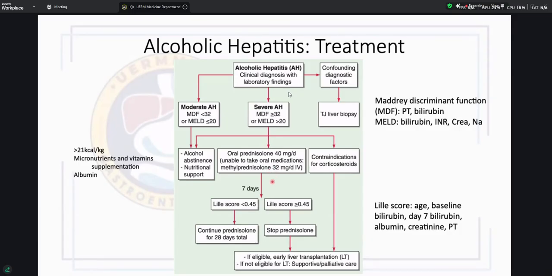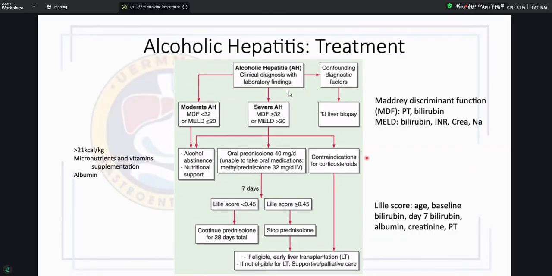So after this, we check for the Lille score. So this will be the basis for either continuing the steroids for 28 days in total, or discontinuing prednisone and instead considering liver transplantation. So for the Lille score, the parameters are age, baseline bilirubin, day 7 bilirubin, albumin, creatinine, and prothrombin time.